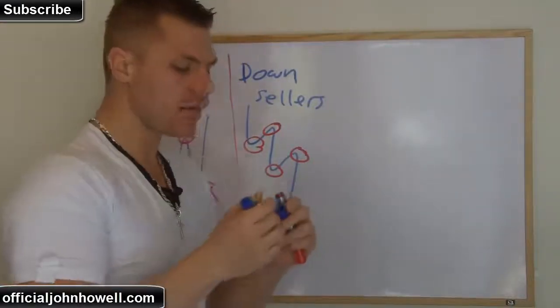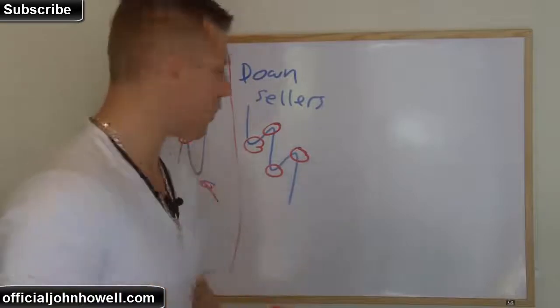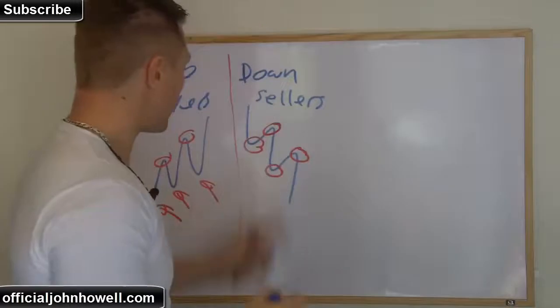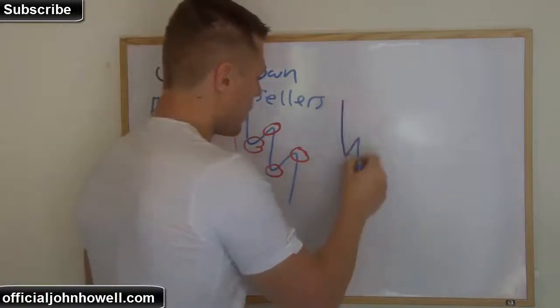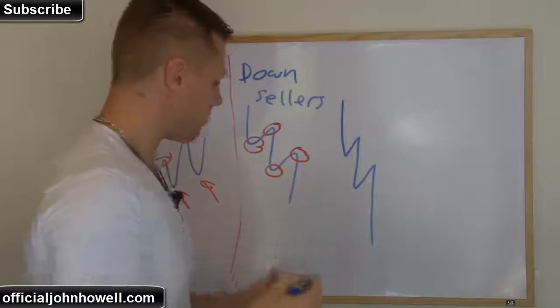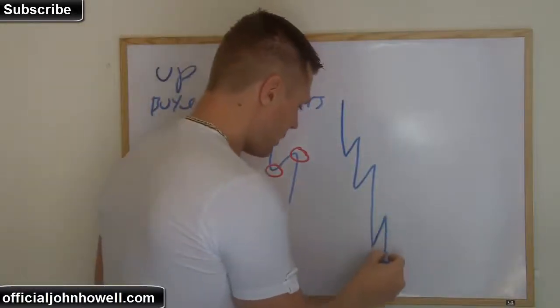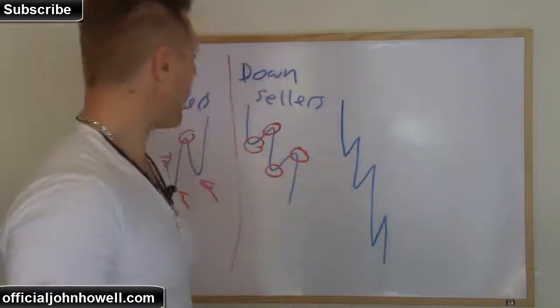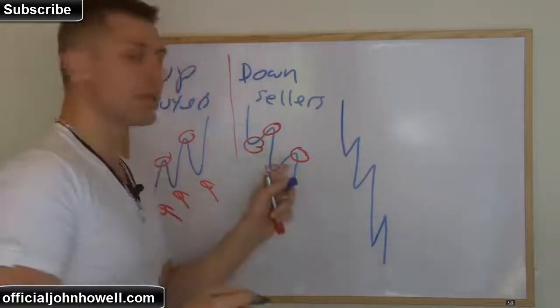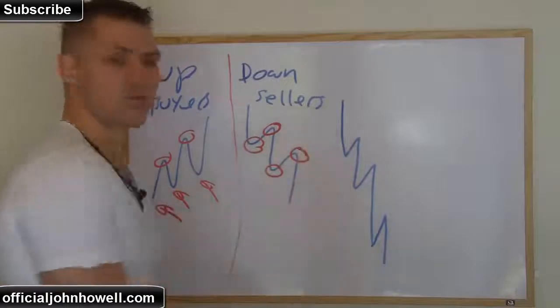So let's have a look at how we can approach this. Let's just say, for example, we're looking at a downtrend. The market is in a downtrend here, going down, and we have lower peaks and lower troughs. Who's in control? Sellers, right? Because the peaks are lower and the troughs are lower.